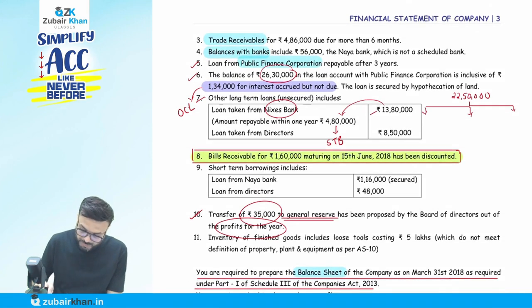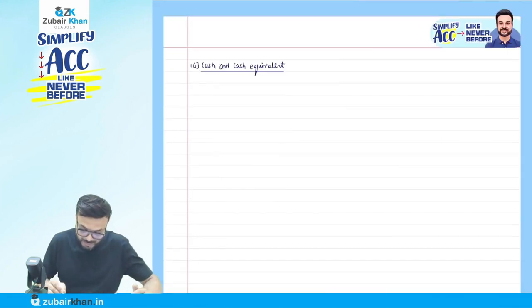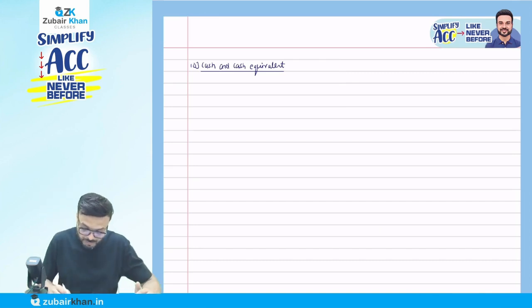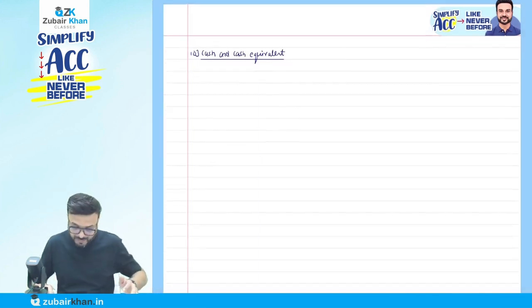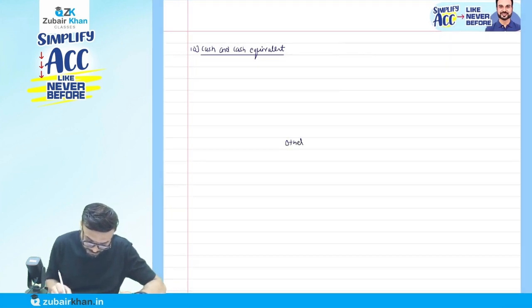Or let's do one thing, let me write it down here at the end just for your understanding. You can write it down with me. In cash and cash equivalents, keep a space of 4 or 5 lines, then write it down: other long-term loans. It is mentioned that it is unsecured.